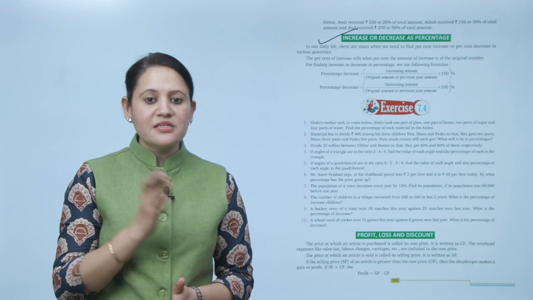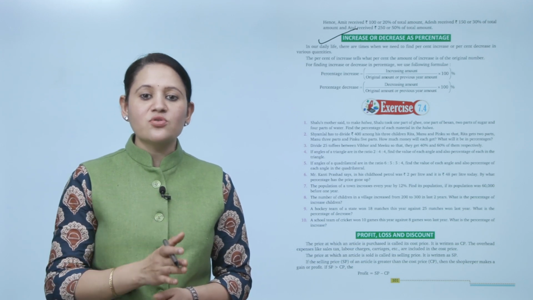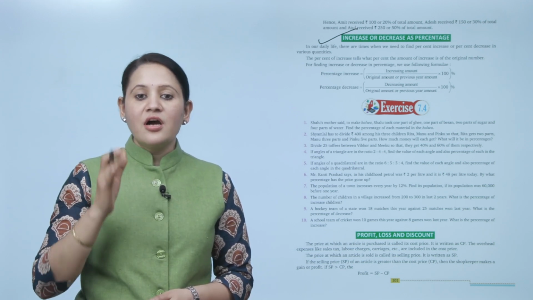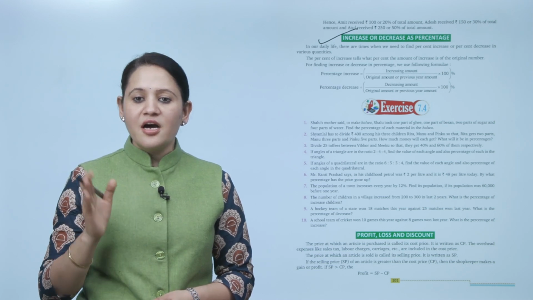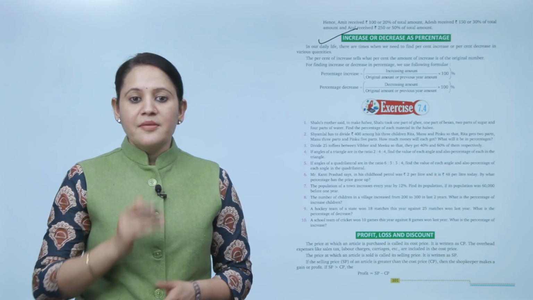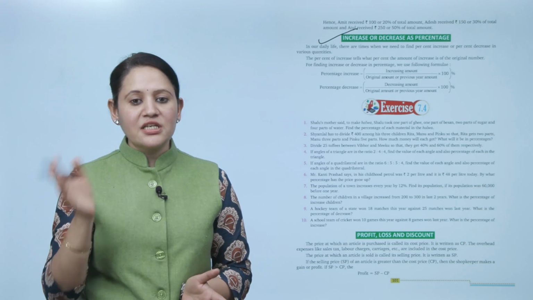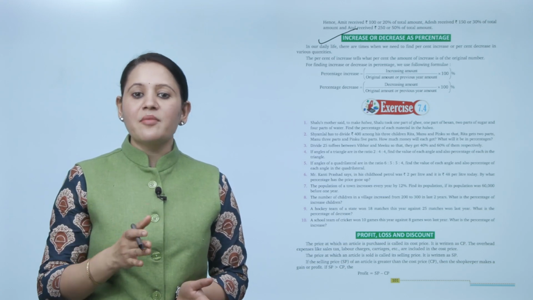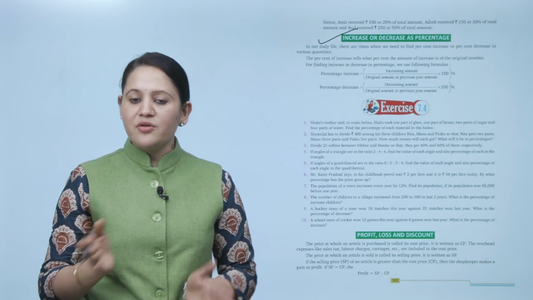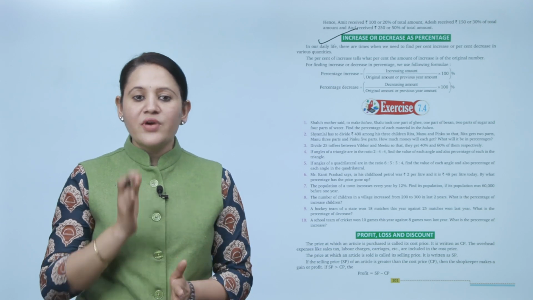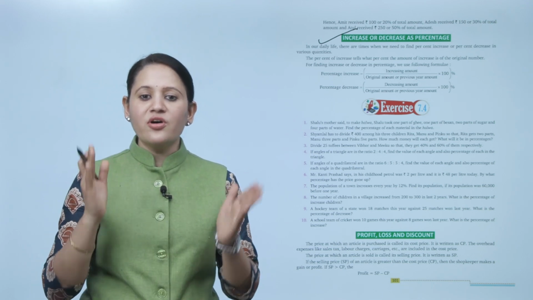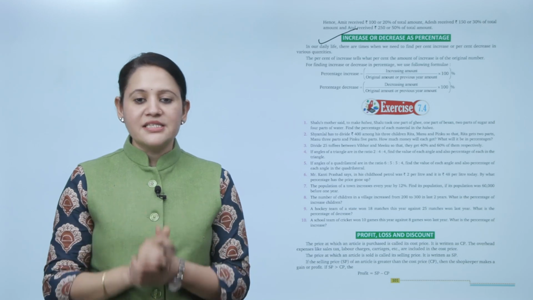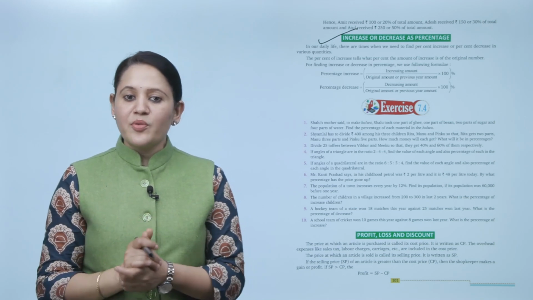Percentage increase, the formula will be equal to increasing amount upon original amount or the previous year amount multiplied by 100. Percentage decrease is equal to decreasing amount upon original amount or the previous year amount multiplied by 100%. So whenever we have to find the percentage increase or decrease, it is always found on the original amount or price. Next is exercise 7.4.